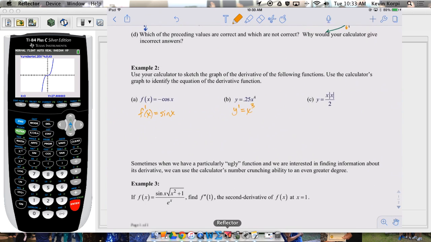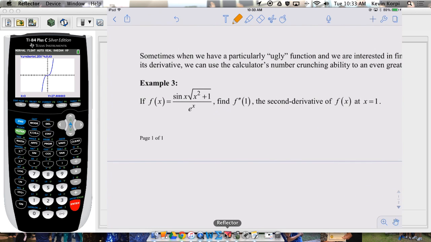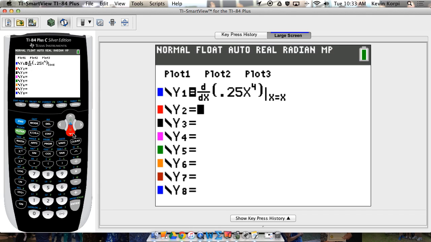All right, now this one here, I'm not going to do, I think I'm going to stop right there. We're kind of done. There's one last thing that I'm going to show you, and this is what example 3 is. I'm not going to do it with example 3. But let's say I wanted to graph the derivative of the derivative. Your calculator can do 2 derivatives without knowing the equation.